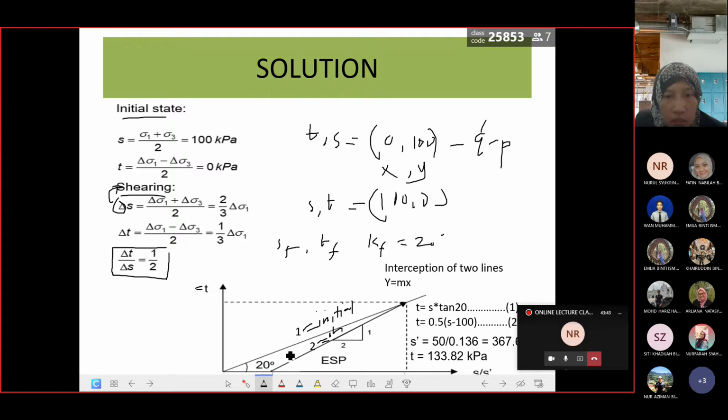Number 2 ni, equation pada keadaan dia adalah sharing state. So apa yang kita dapat daripada initial state equations, T sama dengan S prime tangent 20, and then dan yang mana sharing state pula, T sama dengan 0.5 S minus 100.